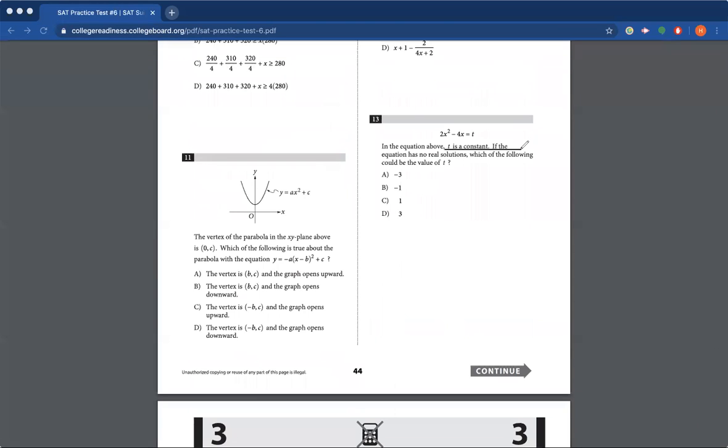In the equation above, t is a constant. If the equation has no real solution, which of the following could be a value of t? For this we have to check the discriminant. Or I think it's called the discriminant. Oh yes, it is the discriminant. I always get confused with discriminant and determinant. Two very similar words, two very different concepts. I weirdly would not write this on a test. I'm just writing it for you guys so that you understand.